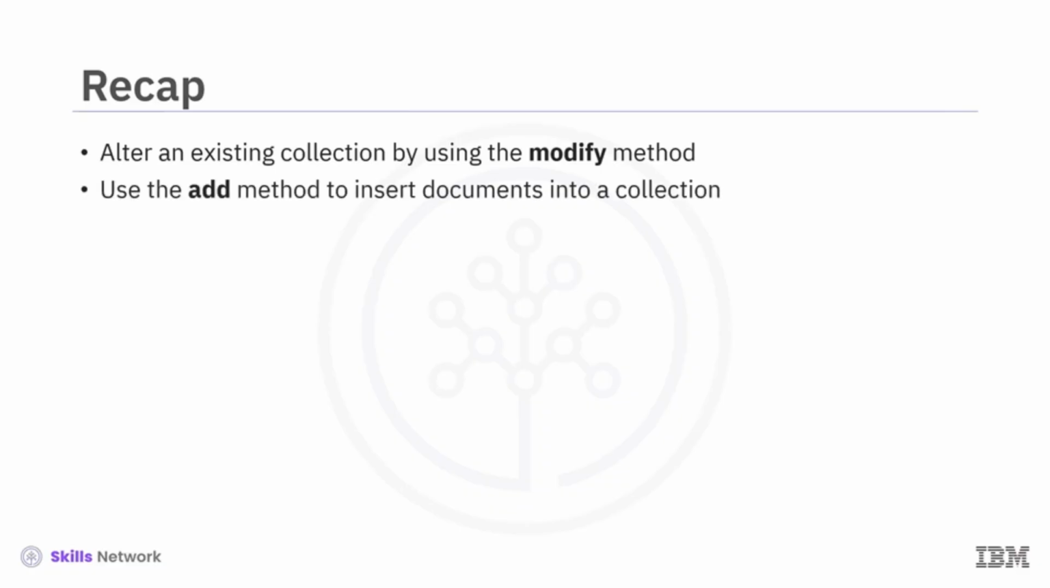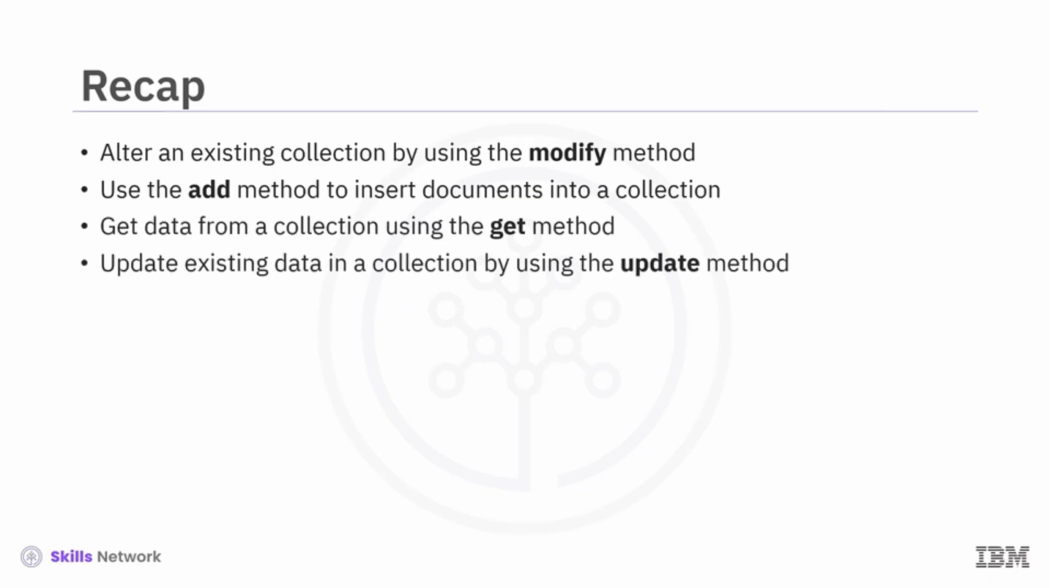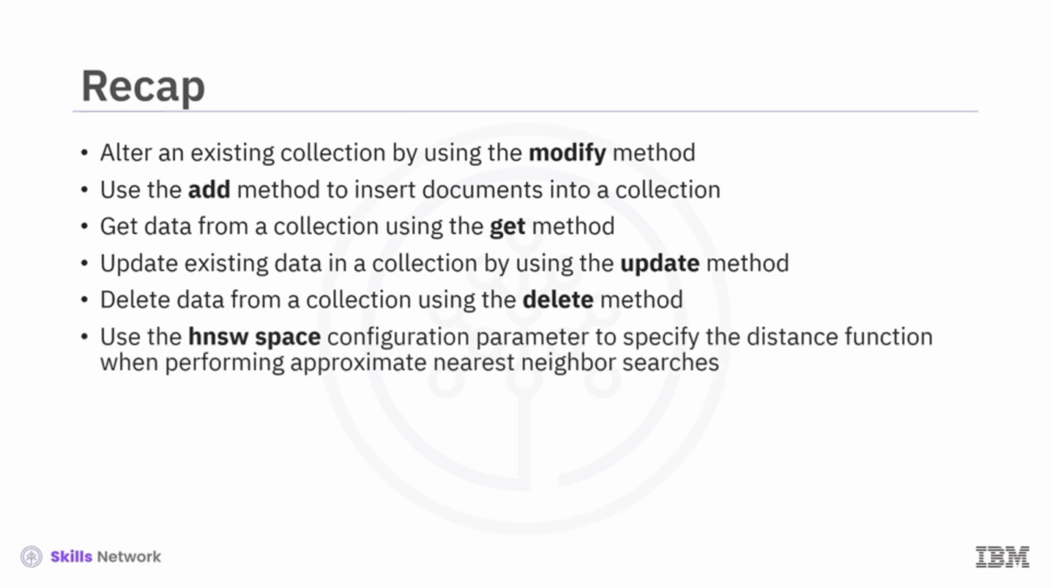You use the add method to insert documents into a collection. You get data from a collection using the get method. You update existing data in a collection by using the update method. You delete data from a collection using the delete method. And you use the HNSW space configuration parameter to specify the distance function when performing approximate nearest neighbor searches in ChromaDB.